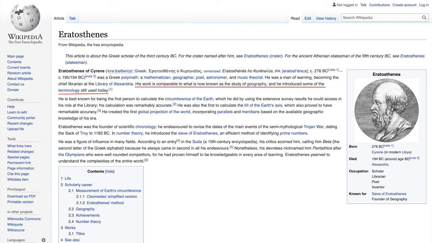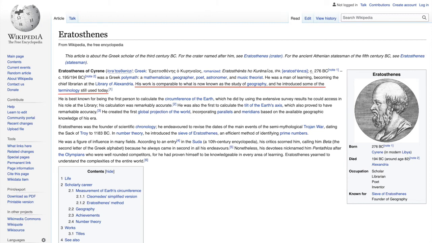So what was the bad assumption? Well, 2,000 plus years ago, there was a fellow by the name of Eratosthenes of Cyrene. Wikipedia has something very interesting on him. Besides how you pronounce and spell his name there, it says he was a Greek polymath, a mathematician, geographer, poet, astronomer, and music theorist. He was a man of learning, becoming the chief librarian at the Library of Alexandria. Wow! His work is comparable to what is now known as the study of geography, and he introduced some of the terminology still used today. He is best known for being the first person to calculate the circumference of the Earth, which he did by using the extensive survey results he could access in his role at the library.